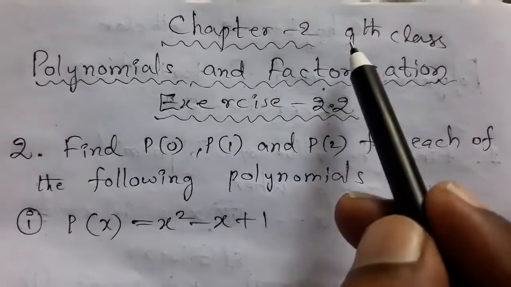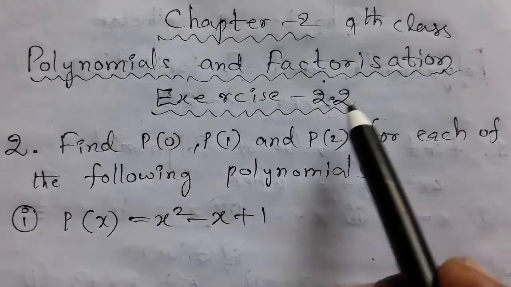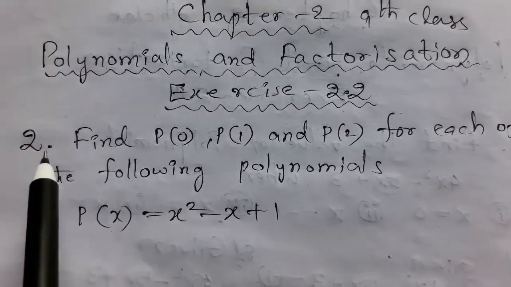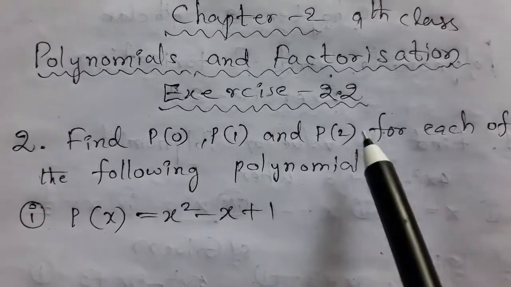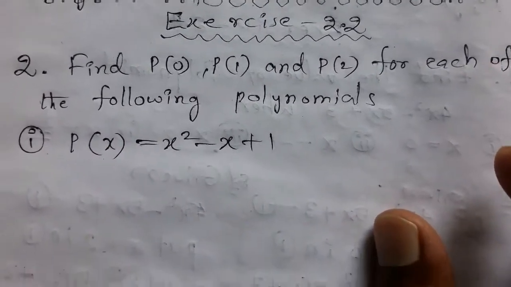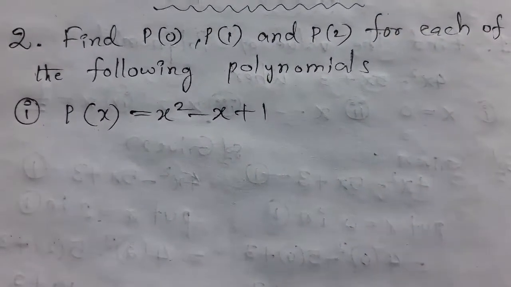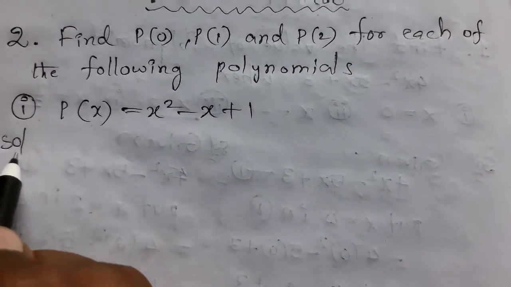Chapter 2, ninth class. Polynomials and Factorization. Exercise 2.2. Second one, find P of 0, P of 1 and P of 2 for each of the following polynomials. See, this is given. Solution.